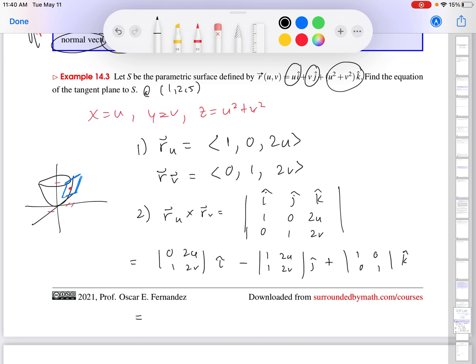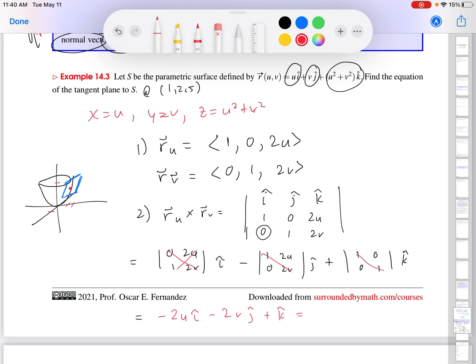Okay, so now I do the 2 by 2 determinants. I get 0 here minus 2u, so minus 2u in the x direction. I get 2v minus 2u, so let's see. Oh, I noticed that I put a 1 here where there should have been a 0. So that 0 should make its way down there. Great. So I get 2v minus 0 with the negative sign makes it minus 2v j hat. And then the last one here I just get 1 minus 0, so I get plus k hat.